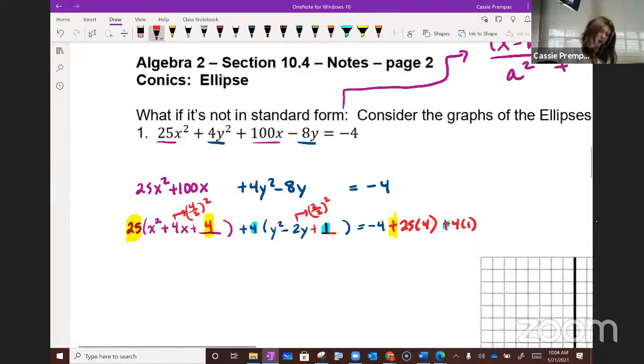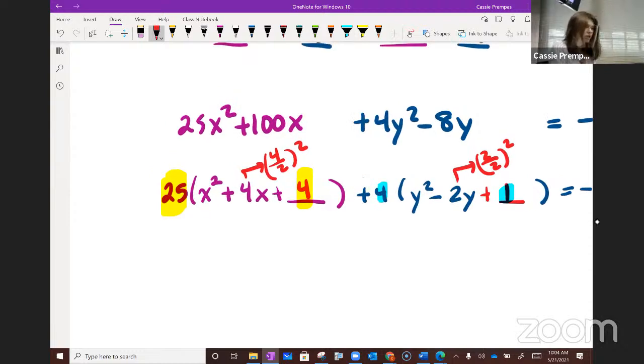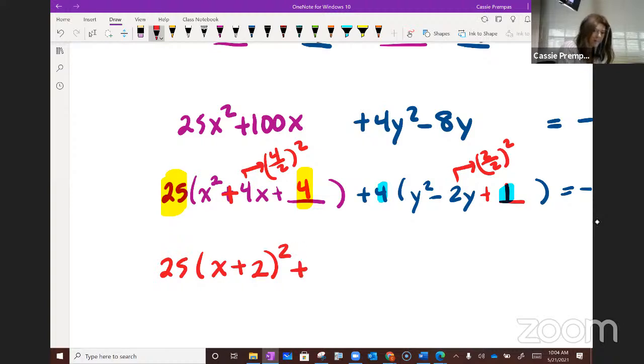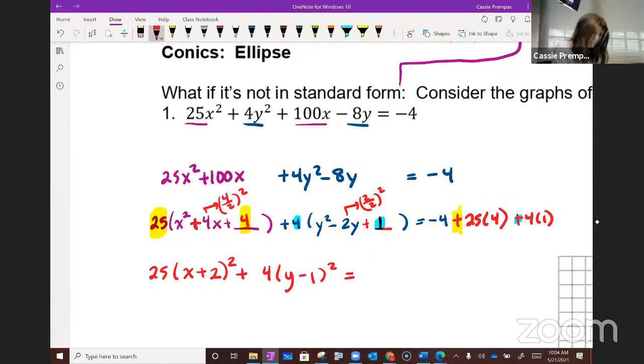Okay, now that I've created what we call a perfect square trinomial, I can factor it down to just something squared. I have 25 times x, is it going to be plus 2 squared or minus 2 squared? Plus, good, because that middle term is positive. So I have x plus 2 squared plus 4 times, is this going to be a y minus 1 or a y plus 1 squared? Good, y minus 1 squared is equal to, and now let me add up all these numbers, negative 4 plus 4 is 0, so 25 times 4 is 100.